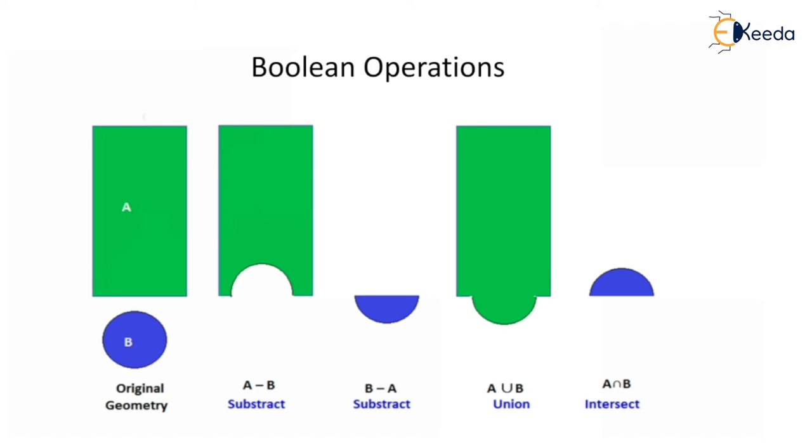A union B, where both are united, that is the addition of both geometries. So it will join both the units. And A intersection B, that means the part common to both, so that part is taken out. So that is the intersection part, A intersection B.